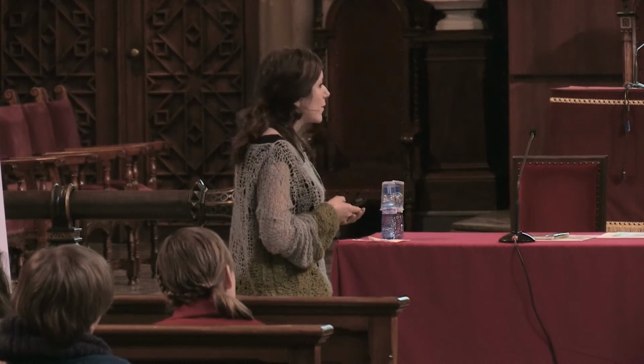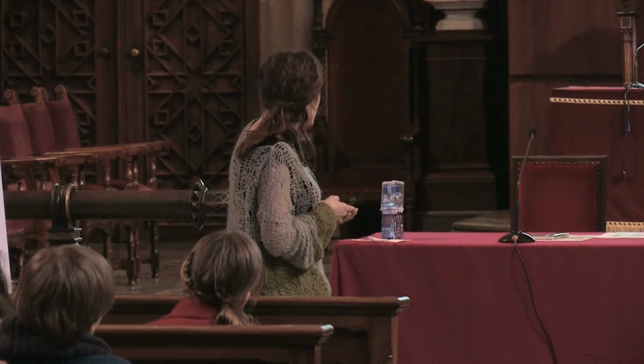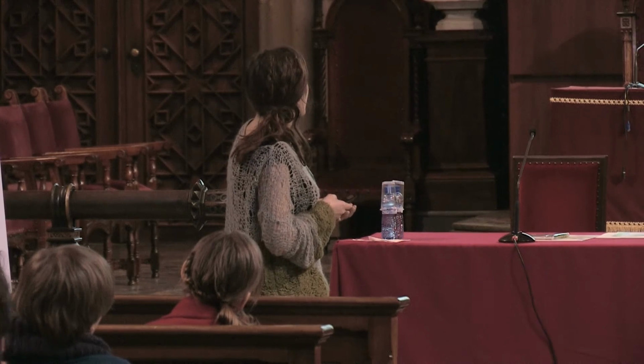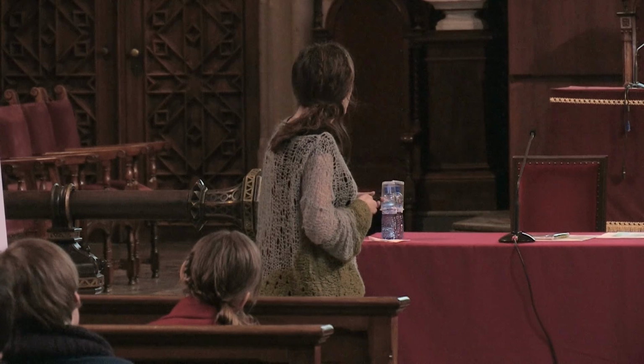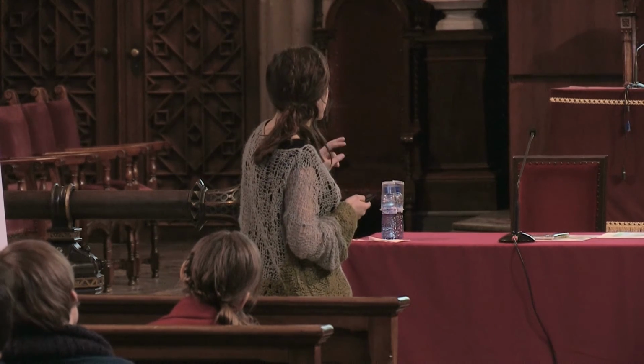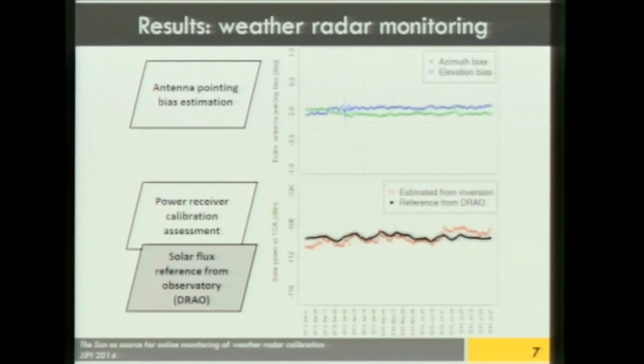And they describe a parabolic surface, which is also theoretically modeled. The maximum of this parabolic surface, the position, will tell us the error in calibration, in pointing of the antenna, and its value is related to the maximum solar power, or the power at the top of the atmosphere. So we invert the model with the observations and get these 2 parameters, and if we do this on a daily basis, we can check whether the antenna is correctly pointing, and we see for 4 months of data that there's no problem. The pointing error is always below 0.1.